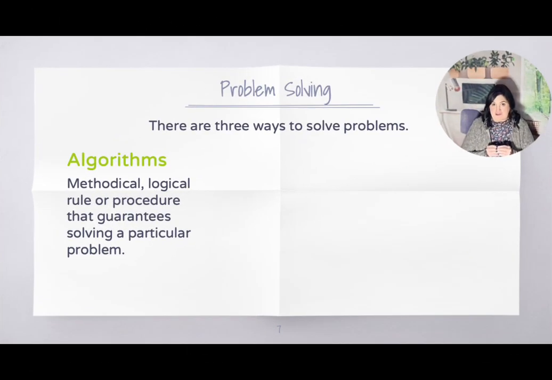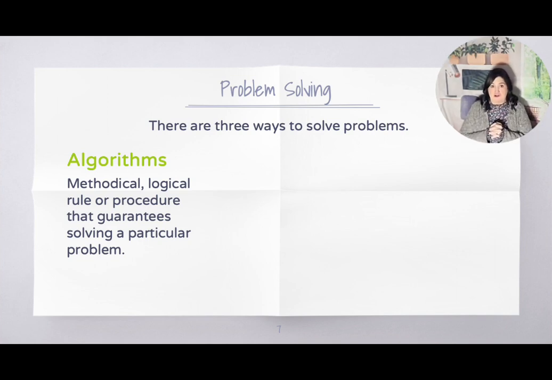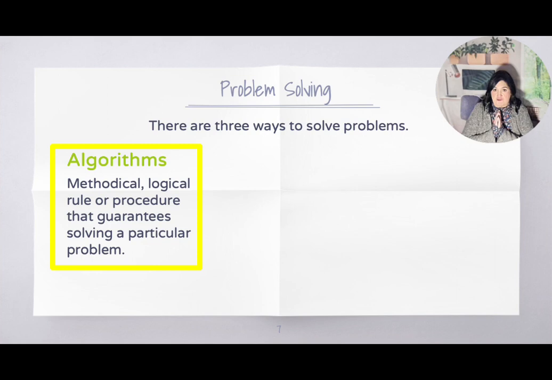There are 3 ways to solve problems. One we call an algorithm, but we're not talking about it with math, although it could be a methodological, logical rule or procedure that guarantees solving a particular math problem. So algorithms will exhaust all possibilities before arriving at a solution. They take a really long time. Computers use algorithms too, right? It's how you exhaust all possibilities before arriving at the solution.